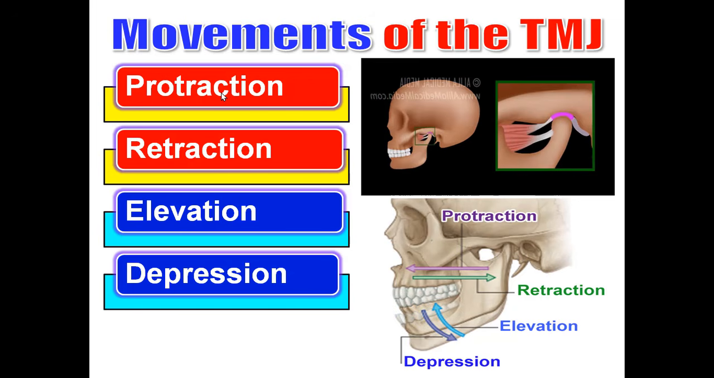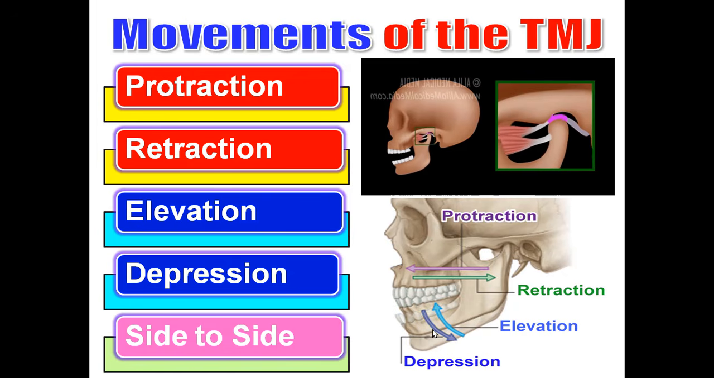Actually, regarding the protrusion and retraction, all the muscles of mastication produce protraction except one, temporalis. Regarding the elevation and the depression, all the muscles of mastication produce elevation except lateral pterygoid. So the movements, protraction and retraction. Protraction is forward movement, retraction is backward movement, and then rotation, elevation, and depression. And also side to side movement.